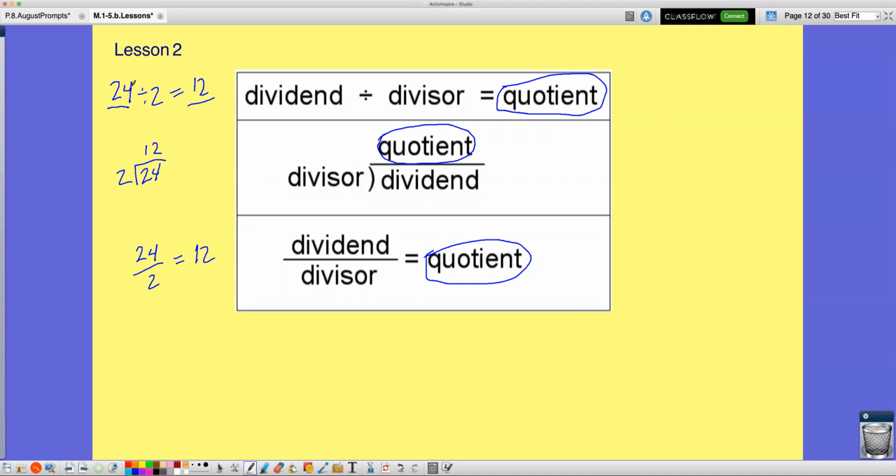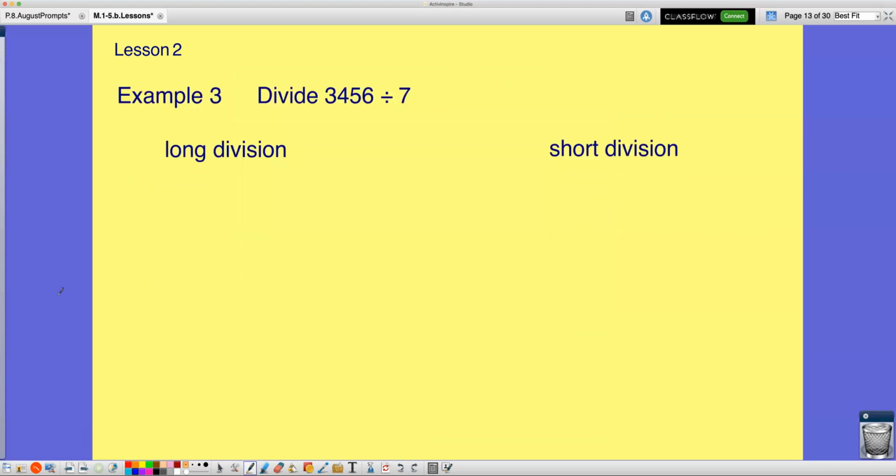Here you can see the dividend is 24 again. The divisor is 2, and the quotient is 12. All right, let's look at some long division and short division here.